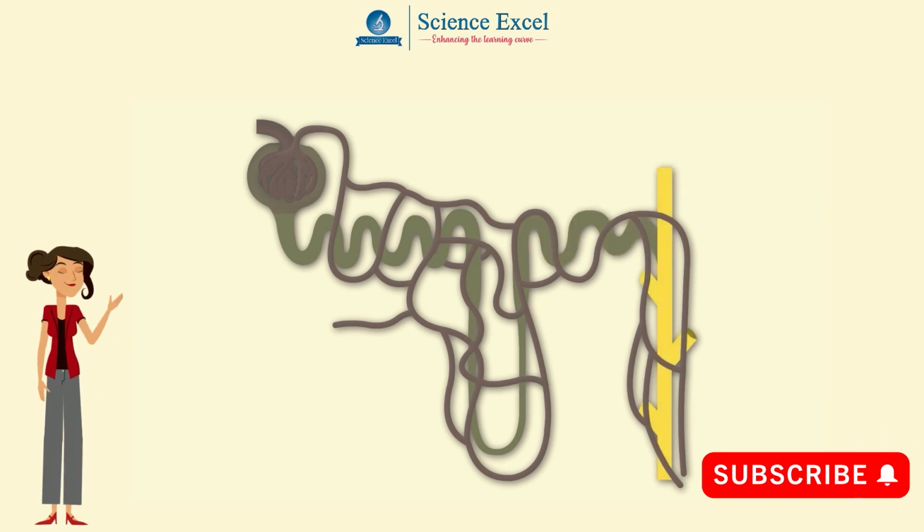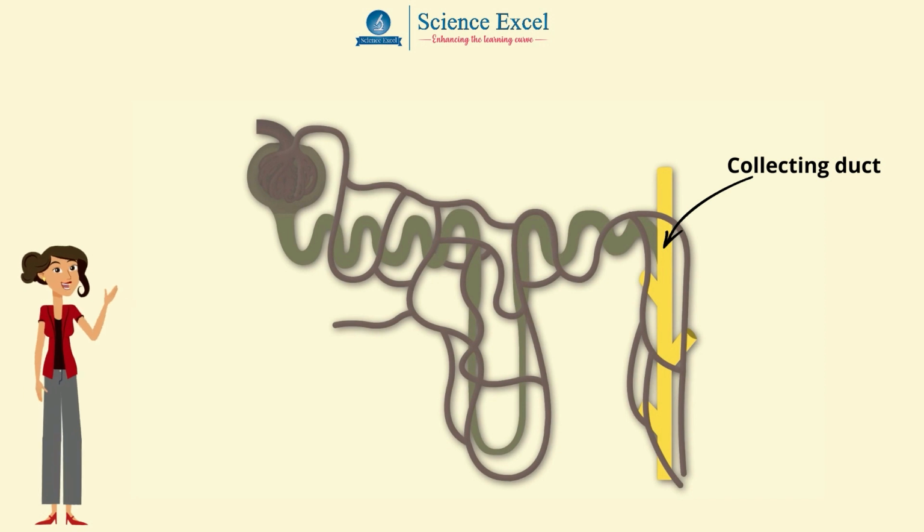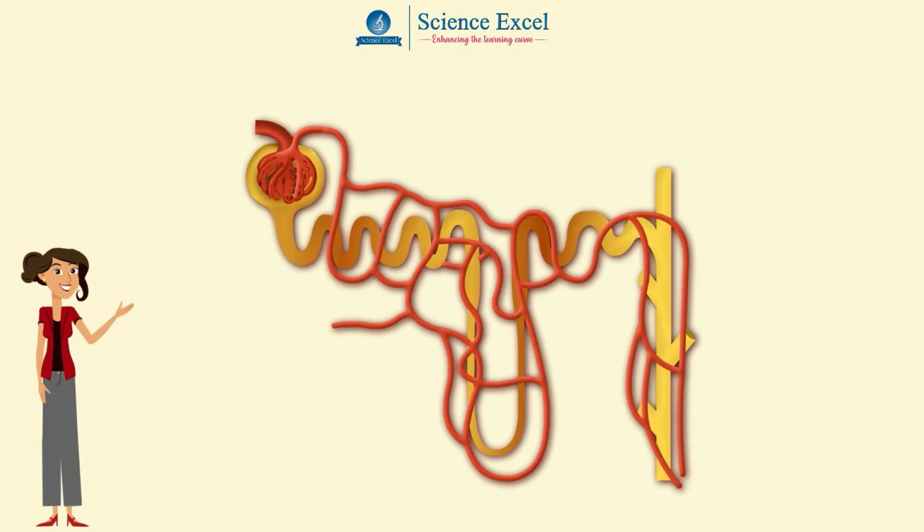The distal convoluted tubule in turn opens into the collecting duct, which is the last part of the nephron tubule. As the name suggests, it collects the contents of many kidney tubules, which is now called urine, and passes it to the ureters to be stored in the urinary bladder and to be expelled out of the body through the urethra.